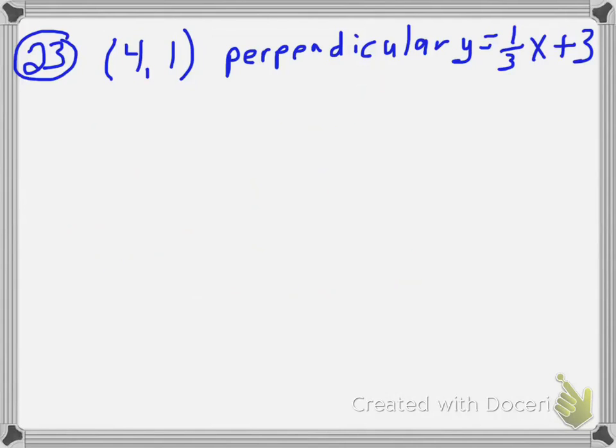We now move on to the next section, working with parallel and perpendicular lines. We're going to do number 23. On number 23, we're given the point (4, 1), which will be our x1 and y1. And then we're given that our line is perpendicular to y equals 1/3 x plus 3. So the slope of this line is 1/3. And we know that perpendicular is the opposite reciprocal, so the slope that we are going to use is the opposite reciprocal of 1/3. The opposite would be a negative, and the reciprocal of 1/3 would be 3/1, which is just 3.